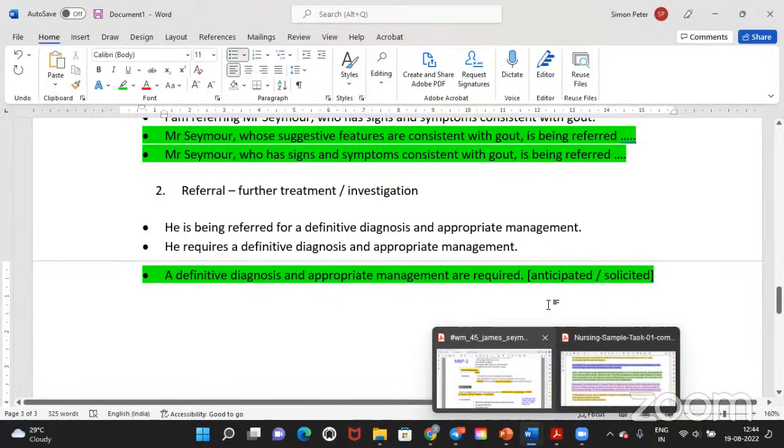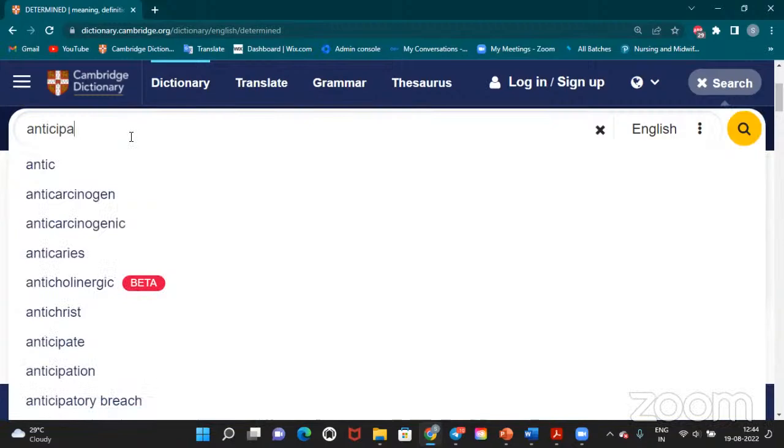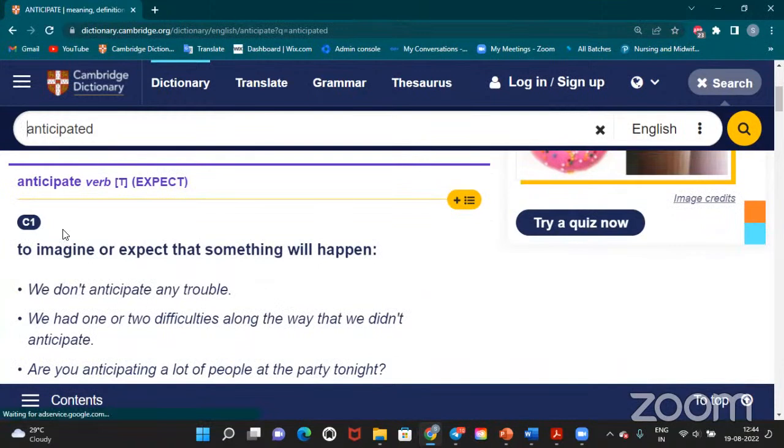So now let us see what this "anticipated" is here. Can we use the word anticipated? "Required" means anticipated. Why not? Anticipate: to imagine or expect that something will happen. You are expecting that something will happen. Expected or required, expected. Why not this one? It is a C1 word. Do you want 400 marks? Use this. I hope you understand.